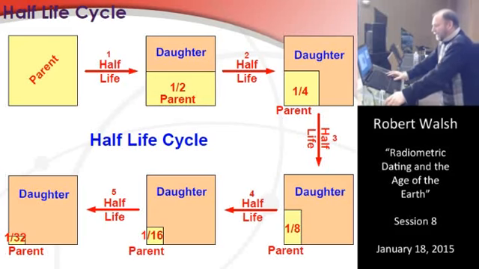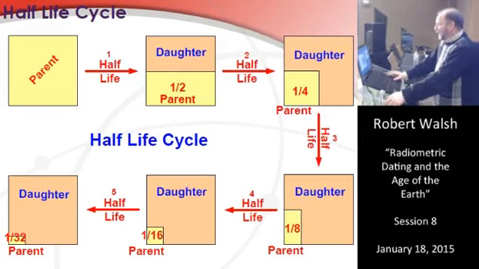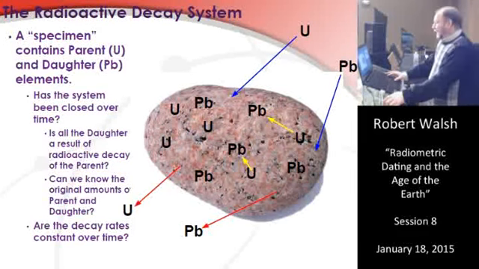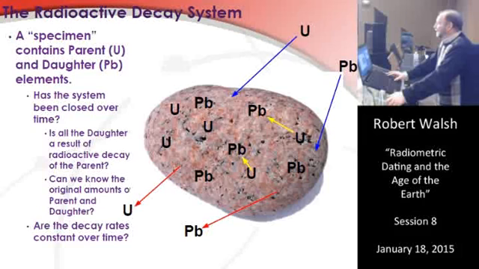Okay. Here we have a radioactive decay system, piece of granite or what have you. You've got pieces of uranium, and they are eventually, through that complex machine that we saw, decaying into lead. So the parent contains uranium, and as the parent and daughter, lead. Okay. Question: has the system been closed over time? So if you're the field scientist, you have to verify that that system's been closed over time, right?